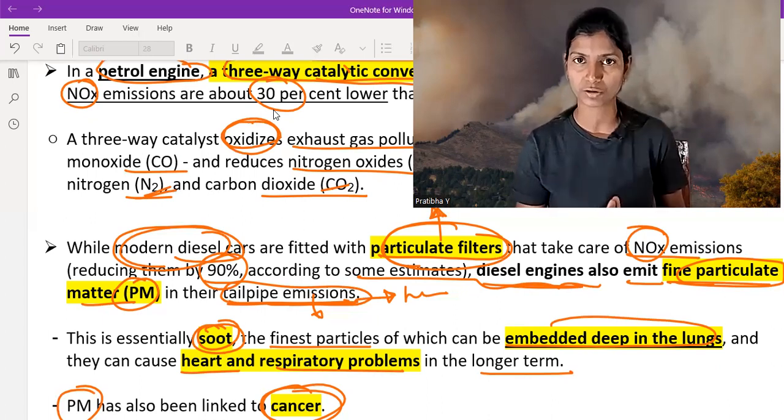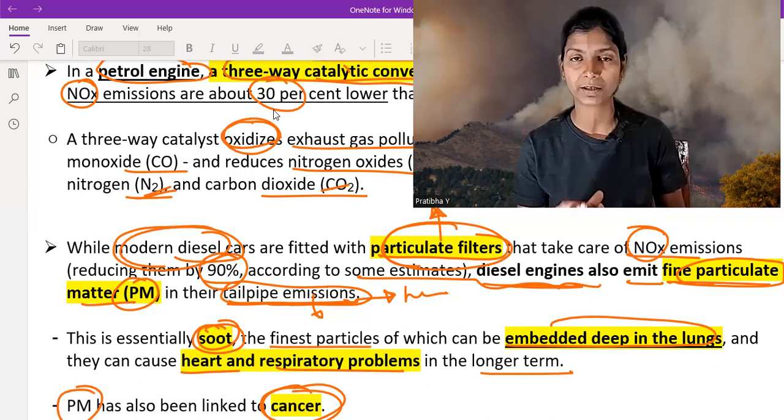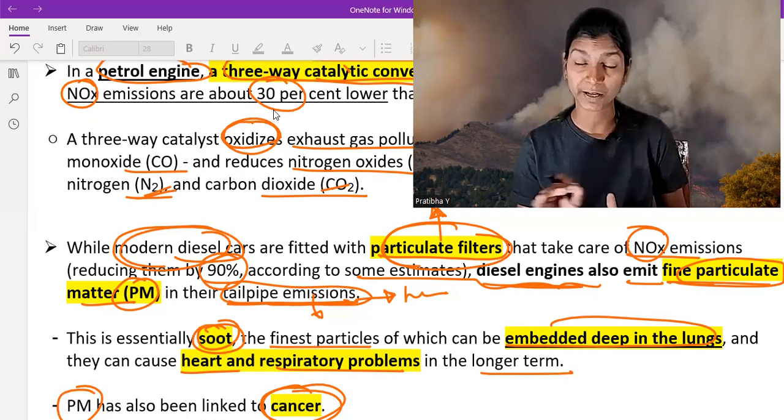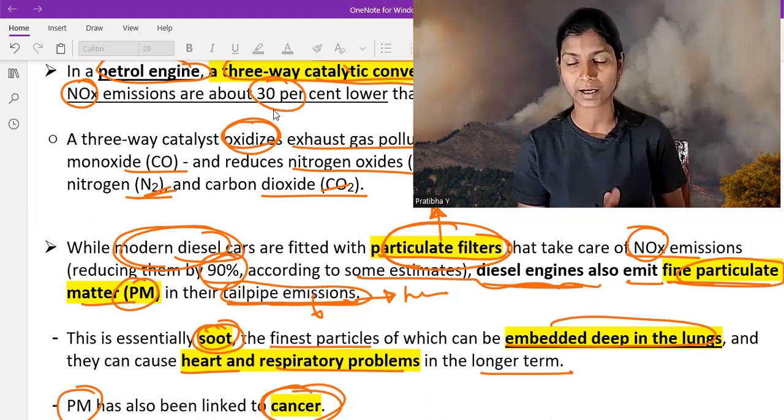Modern diesel engines also reduce it, but the problem is they also emit particulate matter, which is very fine, very small in size, and causes heart and respiratory problems. So I hope you understand the whole idea of particulate matter.